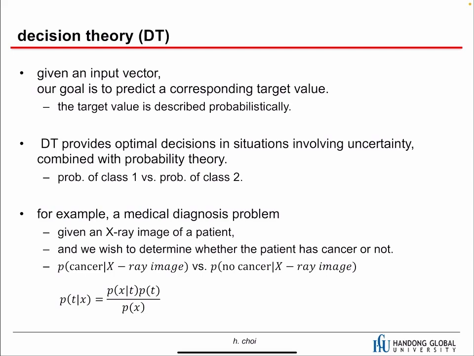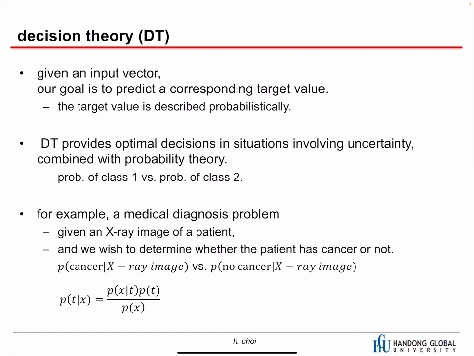The first, decision theory. Given an input vector, our goal is to predict a corresponding target value. And usually the target value is described probabilistically. In this case, decision theory, combined with probability theory, provides an optimal decision in situations involving uncertainty. So basically, we're going to talk about the probability of class 1 and the probability of class 2. Usually when the probability of class 1 is higher than the probability of class 2, then we classify this input vector to class 1.